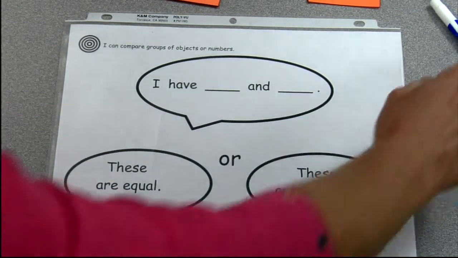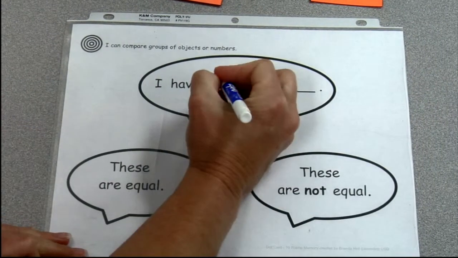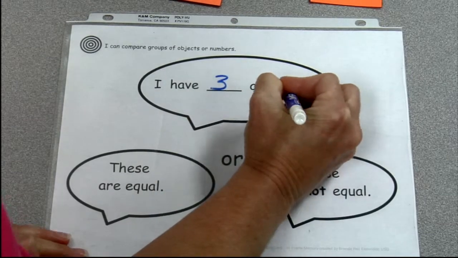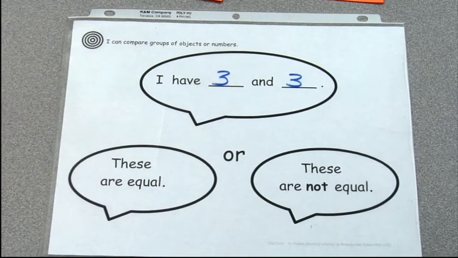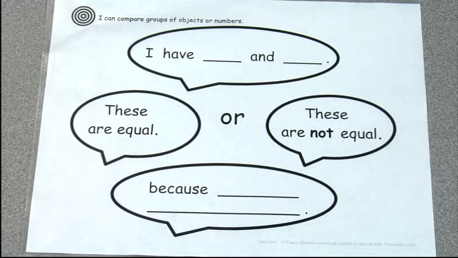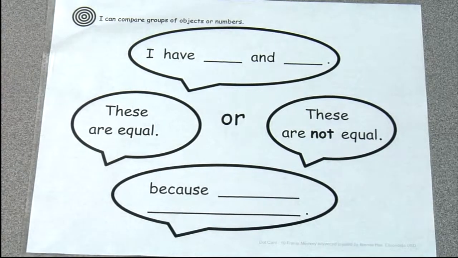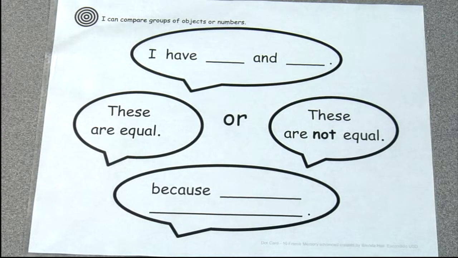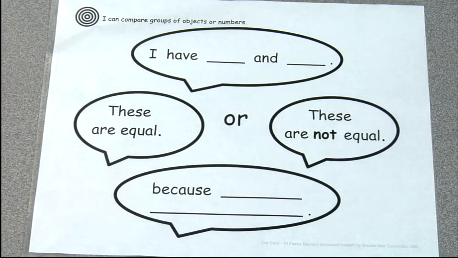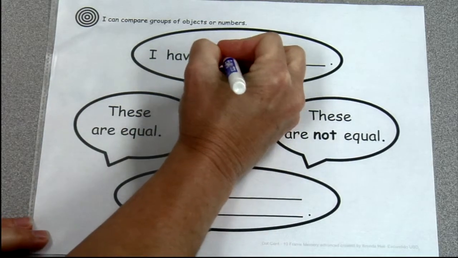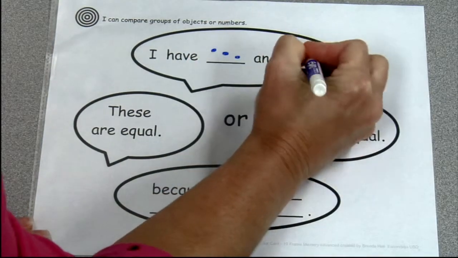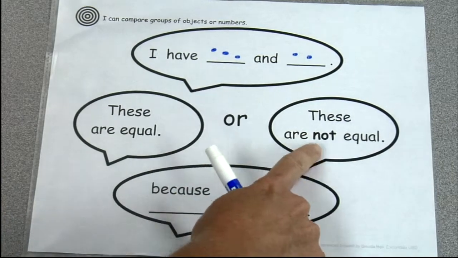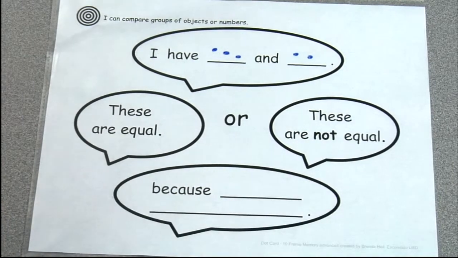into using numerals. I have 3 and 3. These are equal. When students are familiar with playing the game and recognizing equal groups, the advanced speech bubble can be introduced. Students turn over their cards and draw the dots or use manipulatives. I have 3 and 2. These are not equal because 3 is 1 more than 2.